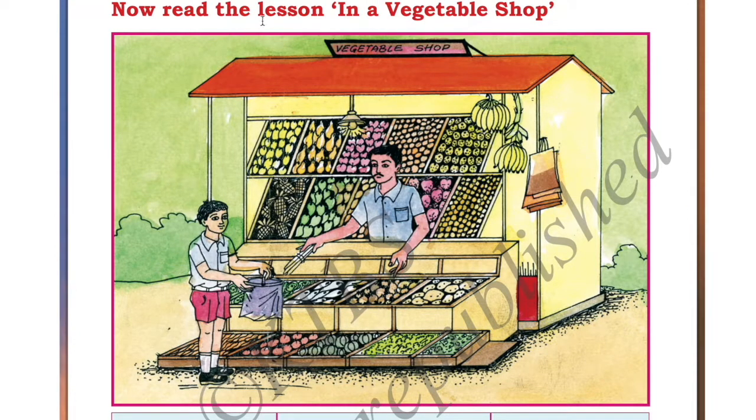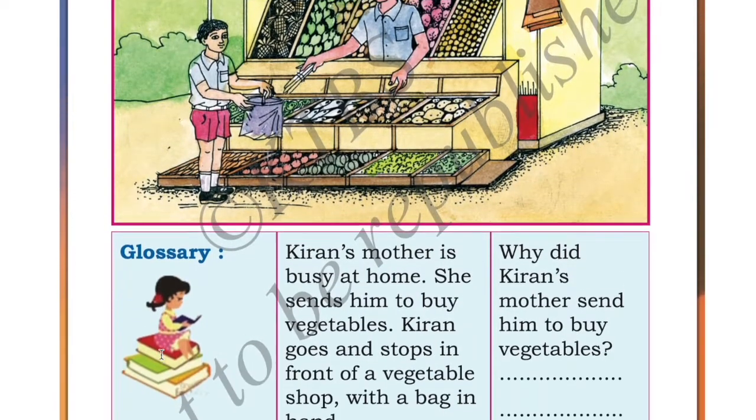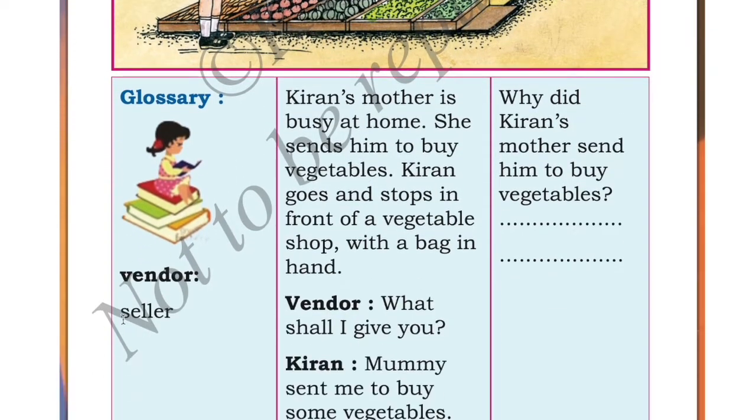Now read the lesson in a vegetable shop. Here we have the vegetable shop. We have fruits and vegetables all around here. Here is the shopkeeper and here is a customer. Let's go over the glossary. So the words are vendor, which means seller. Somebody who is selling something can also be called vendor. For example, vegetable vendor, fruit vendor. Okay.